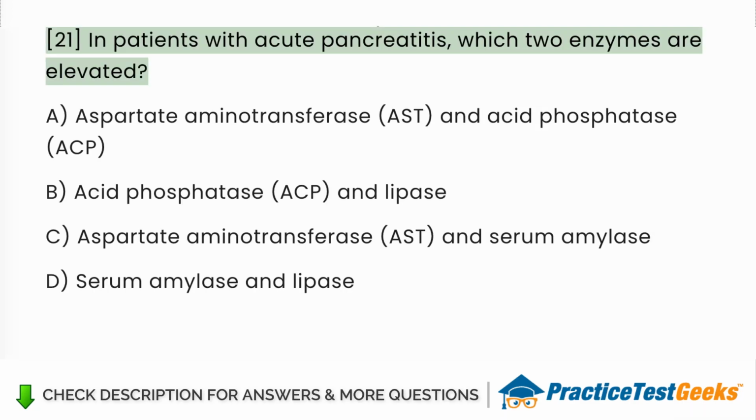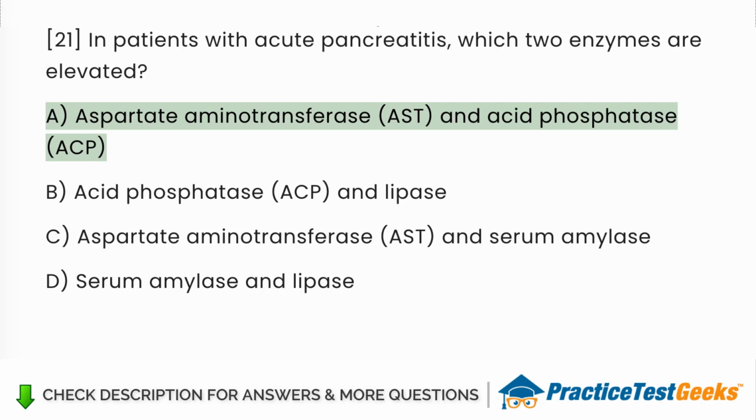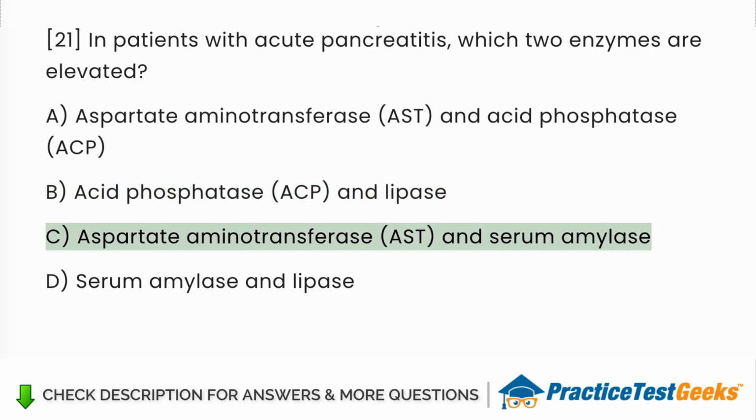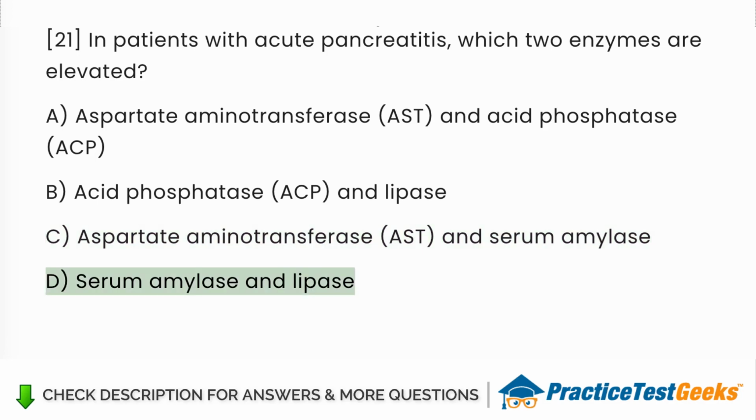In patients with acute pancreatitis, which two enzymes are elevated? A. Aspartate aminotransferase and acid phosphatase. B. Acid phosphatase and lipase. C. Aspartate aminotransferase and serum amylase. D. Serum amylase and lipase.